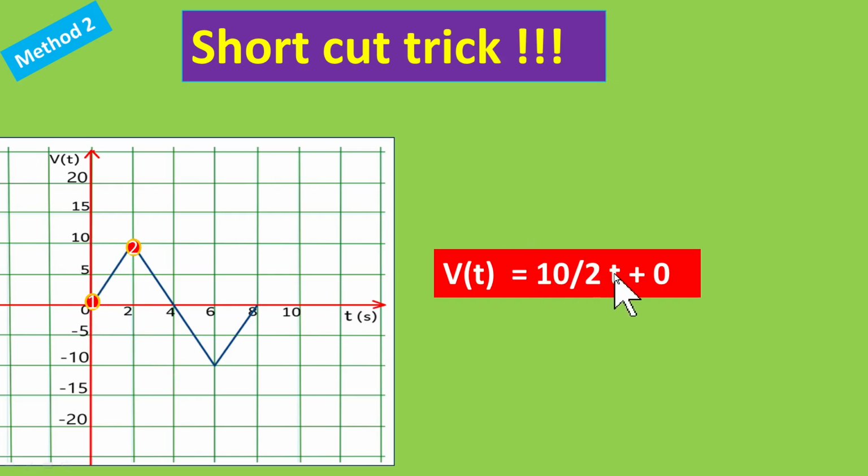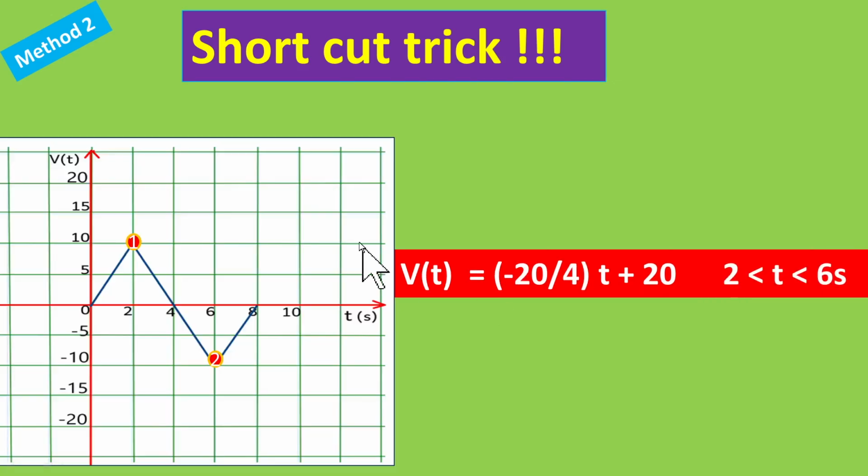So 10 by 2 into t, that is your x value, plus 0, which is the intersection point of the y-axis as well as the x-axis. So you put it as 0. So we have written the first voltage equation for the first segment. It's over. Now go for the second segment.